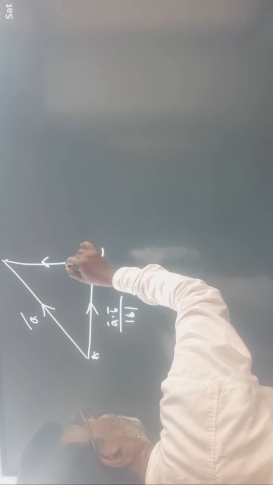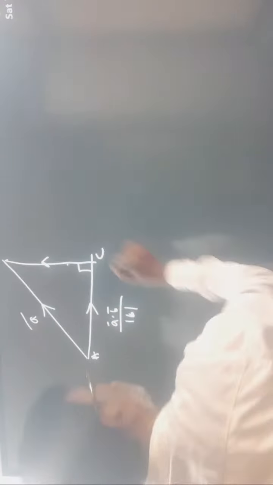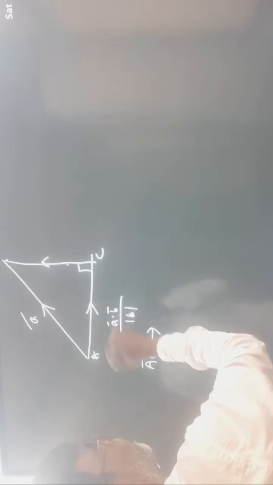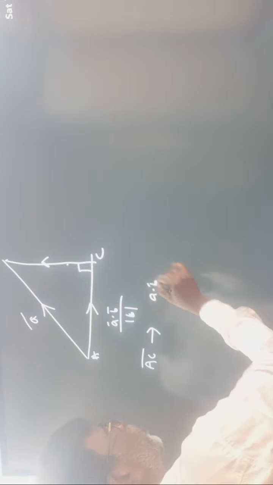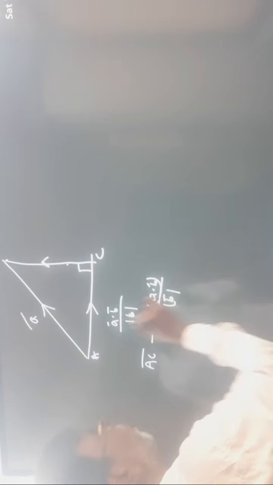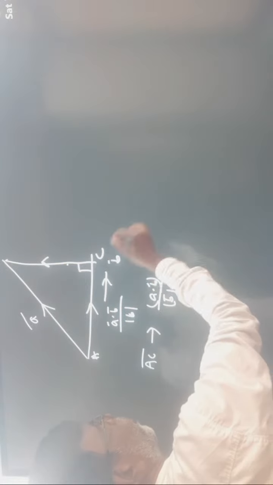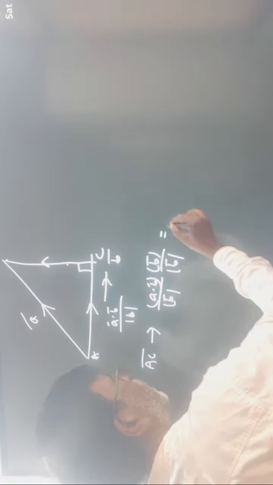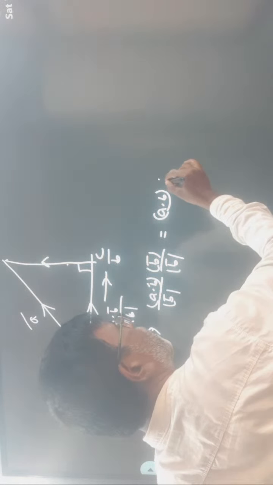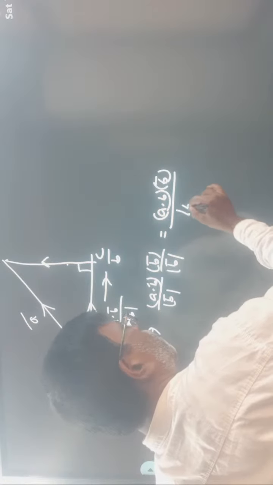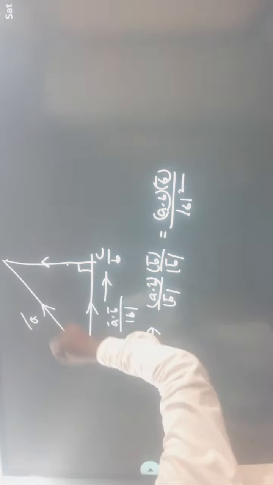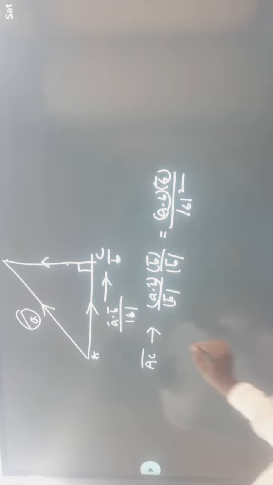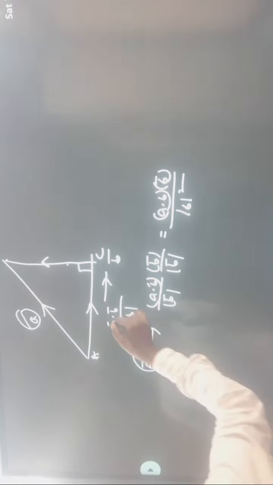I want the vector AC bar. What is the AC bar vector? That is nothing but A dot B by mod B into the unit vector along B bar. The unit vector along B bar is B bar by mod B bar. So that is A dot B by mod B into B bar by mod B bar. This gives the vector projection of A bar on B bar. This is AC bar, the vector. AC is the length, A dot B by mod B.